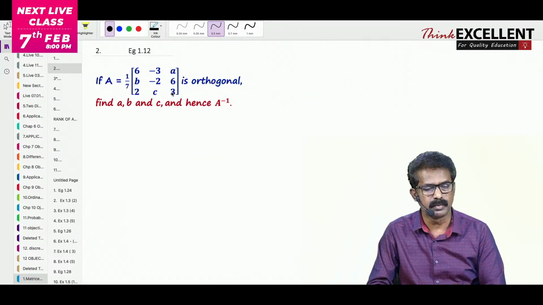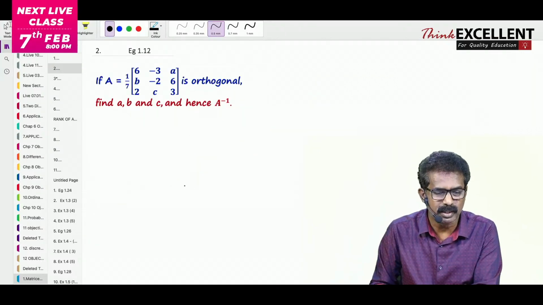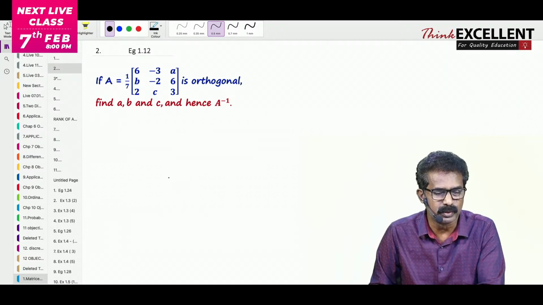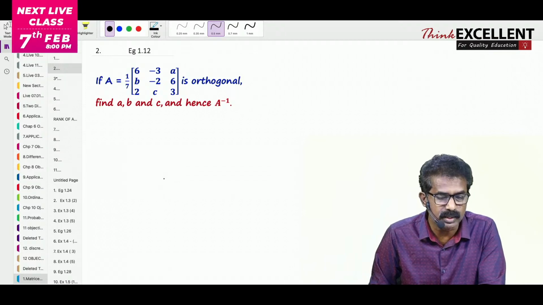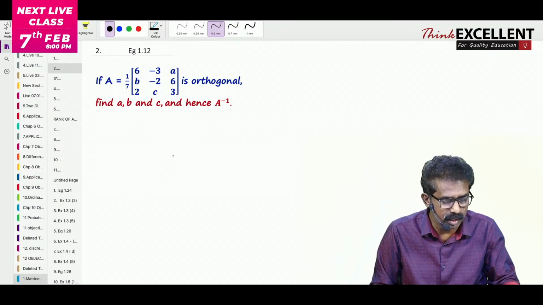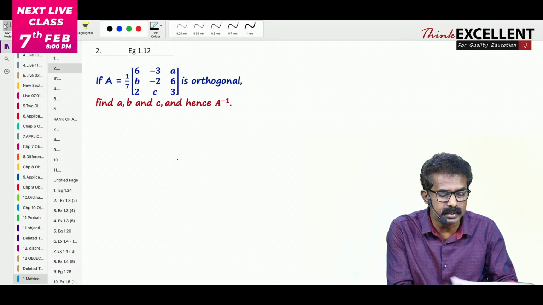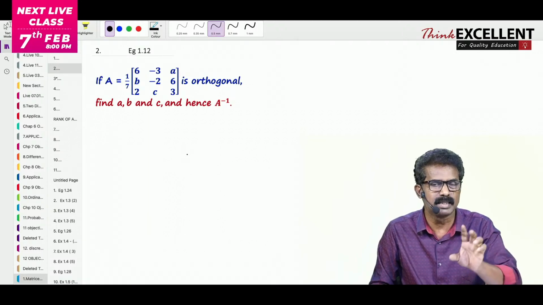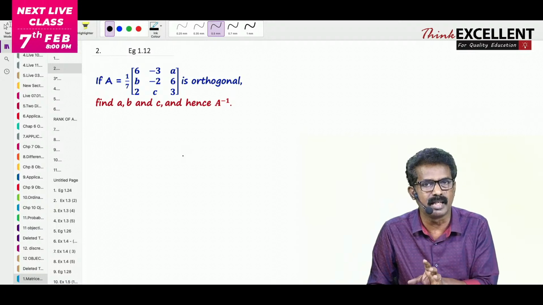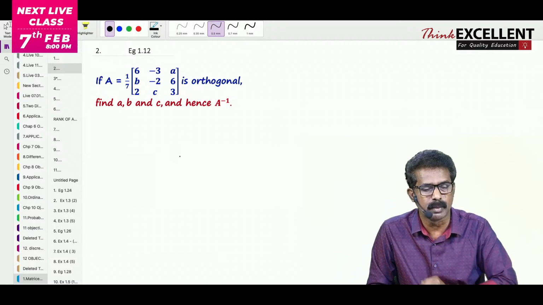See the next one. I take only complicated questions, so it will be useful to you. If A equal to 1 by 7 into a matrix, but there are 3 unknowns, and A is orthogonal. Here they ask to find a, b, c and hence find A inverse. It will be a little lengthy. Please listen carefully. I'm not going to write all the entries. I'll tell you how to find the values.